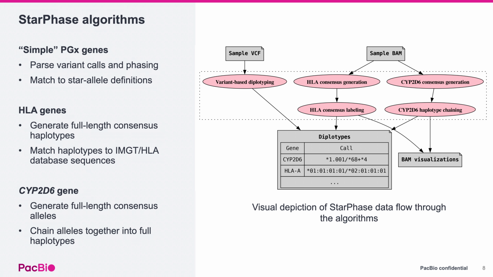CYP2D6 is also a special case gene. It's actually very similar to HLA from a process perspective, but there is an additional chaining step where we're basically looking for copy number changes, and if we find any, figuring out which haplotypes they go with. Similar to HLA, we will have a diplotype output call for CYP2D6, but we'll also have a BAM visualization, which I have an example of in an upcoming slide.